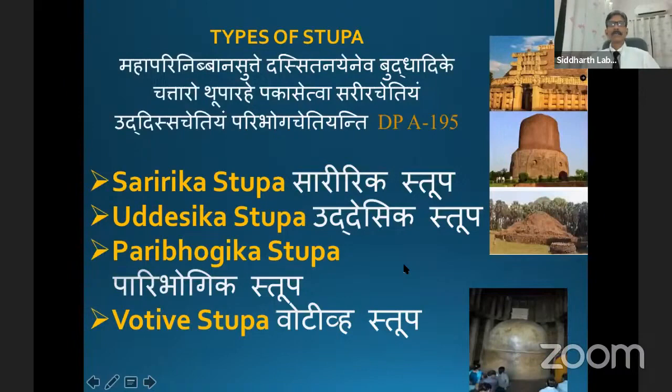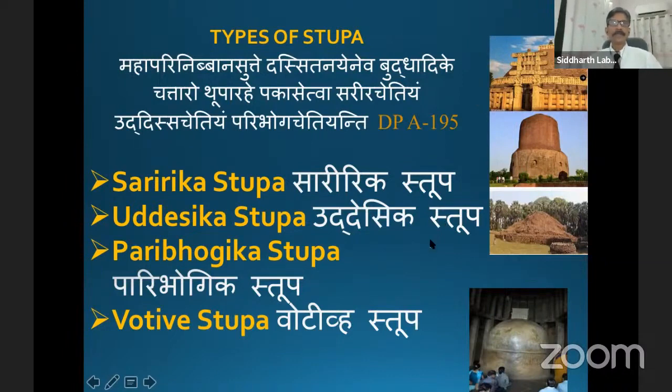Okay, so, types of stupa. In Dhammapada Atthakatha 195, the stupa and the types of stupa are explained. That is referring to the Mahaparinibbana Sutta. In the Mahaparinibbana Sutta, the Buddha has explained this: Cattaro Thuparaha. What does Cattaro Thuparaha mean? The Buddha is telling about the four types of stupa.